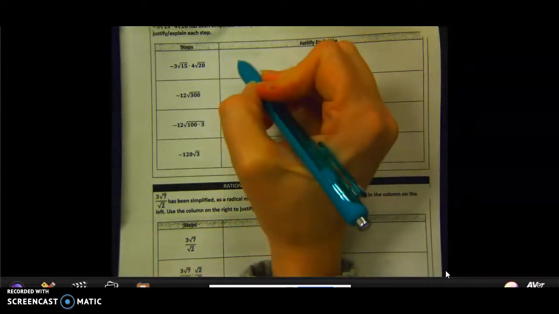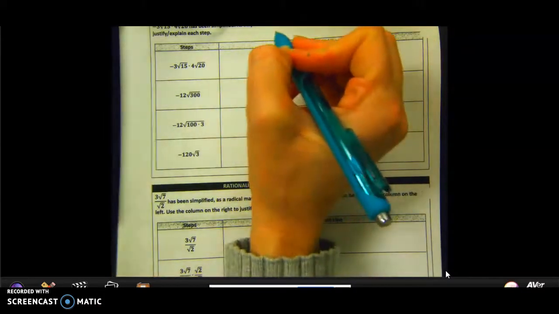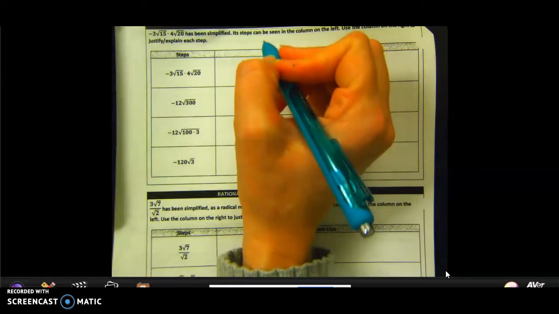Okay, guys, we are going to skip over the next section in your notes. So I want you to go to page 2 in your notes, and we are now going to talk about multiplying radicals. So when we multiply radicals, think about it as outside times outside, inside times inside.